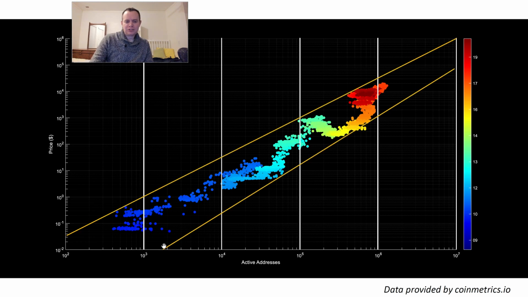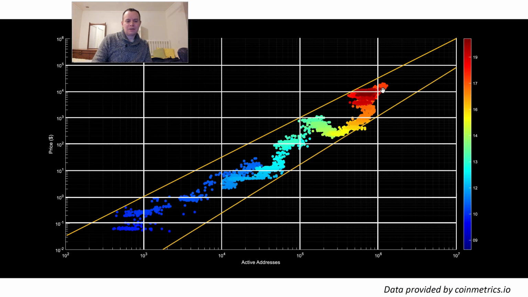Now, here I'm just drawing these imaginary lines that try to encapsulate the general trend that the price versus active addresses is kind of moving between. So you can kind of see it's oscillating between these two lines in a sense. And if we were to draw horizontal lines, and the reason I did this is just to highlight each order of magnitude. So from 10 cents, $1, $10, 100, 1,000, 10,000, 100,000, and 1 million.